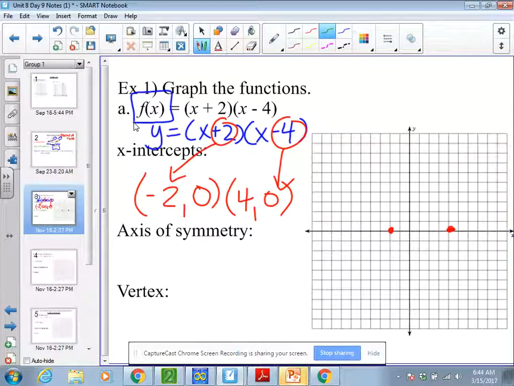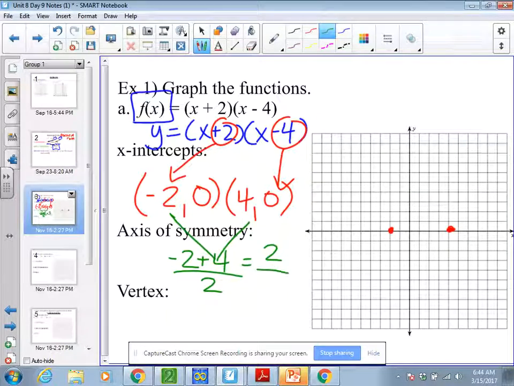For my axis of symmetry, I'm going to take my x-intercepts. I'm going to take negative 2 plus 4, and I'm going to divide that by 2. So negative 2 plus 4 is positive 2, over 2, which is 1. So somewhere along the line x equals 1, my vertex lies.